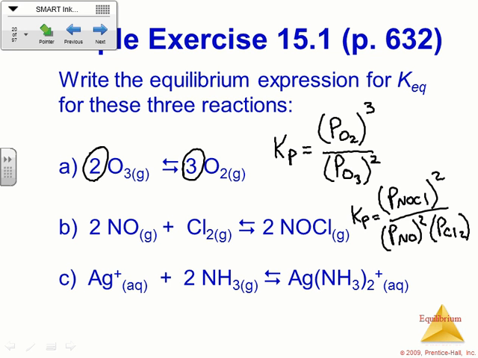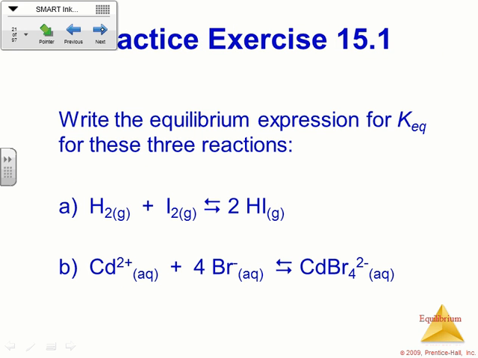The last one here is kind of tricky because it's got aqueous and gas in it. I'm actually going to hold off on that one because I want to wait until we've talked about heterogeneous equilibria first. So don't worry about that one for now. I won't give you one like that yet.